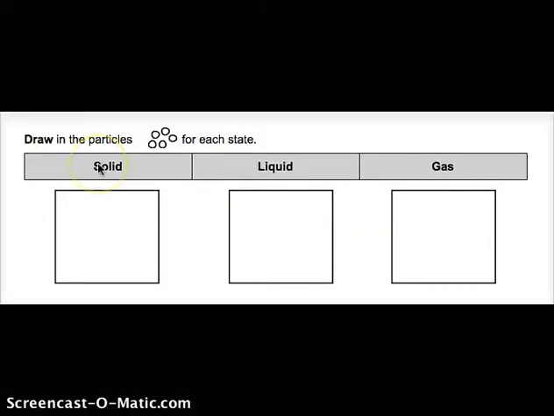Alright, the next part of the test asks you to draw the particles for each state. So you are going to pretend that this is a container or a box. If you put a solid into this box, what would the particles of the solid look like? Go ahead and draw your particles for a solid now.